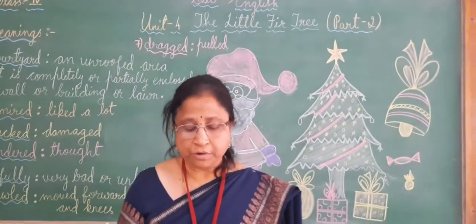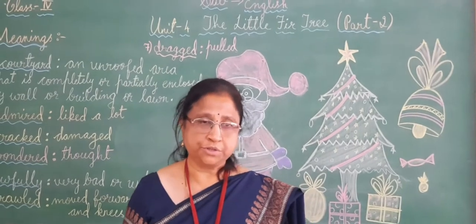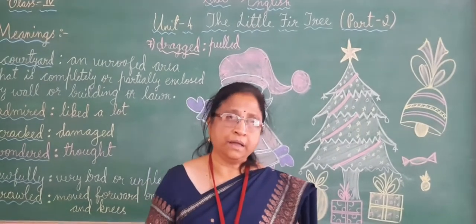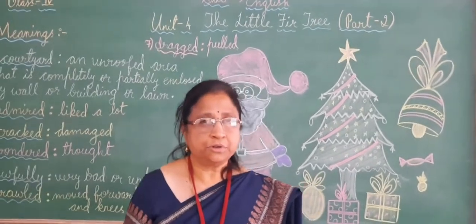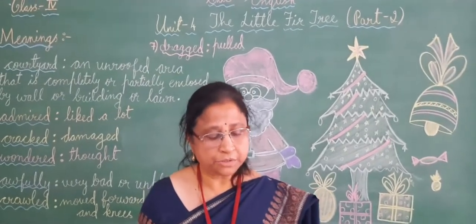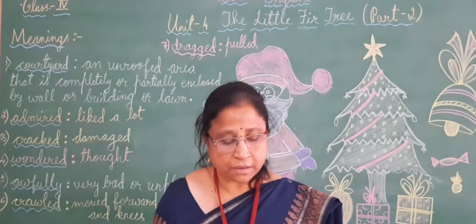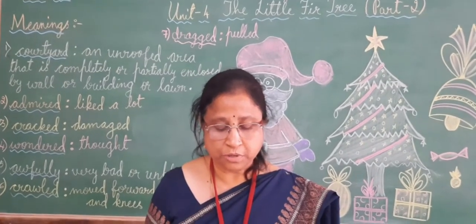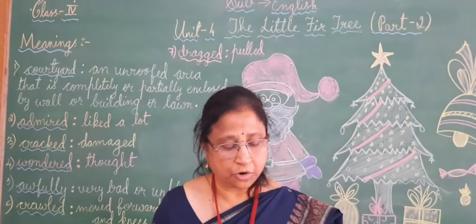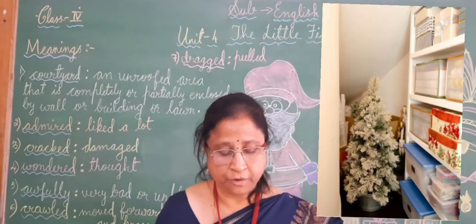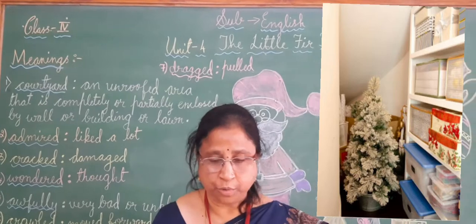It is all about to begin once more. So when it saw the maid, it thought that again something is going to happen. Something new is going to happen. But the tree was pulled out of the sand and dragged to a dark corner of a storeroom where it was thrown. So what happened, children?